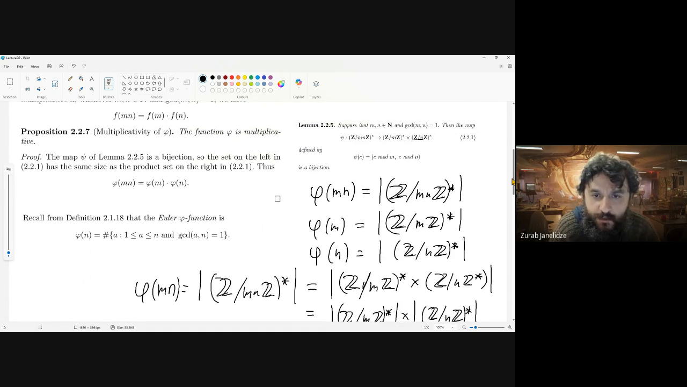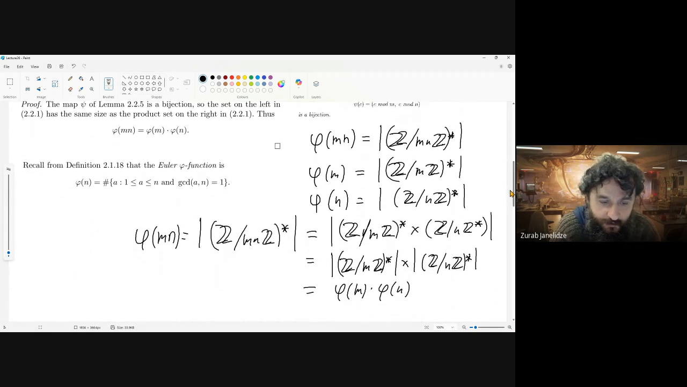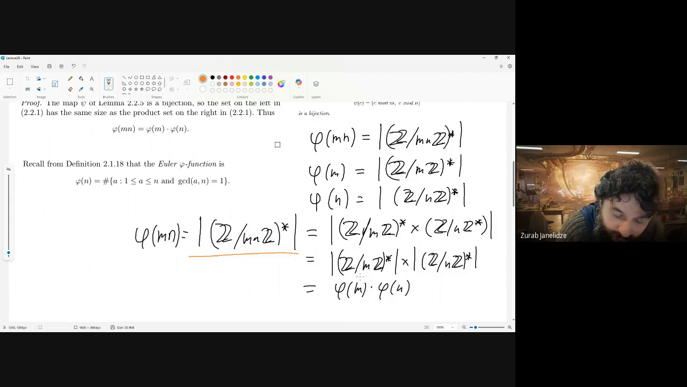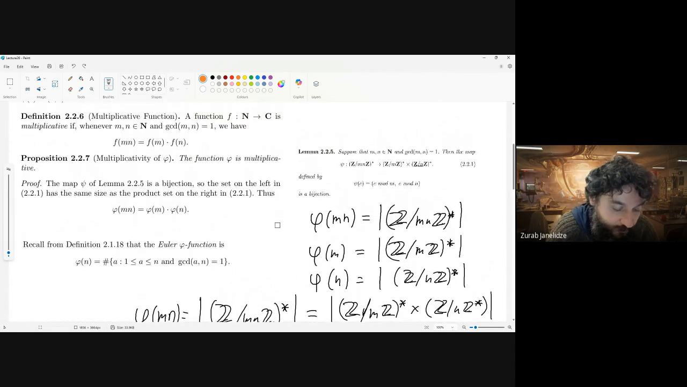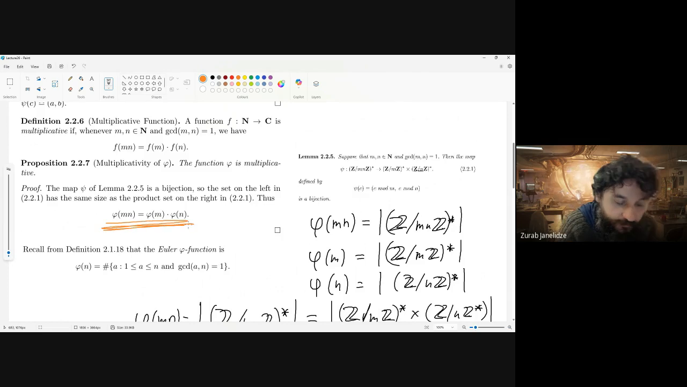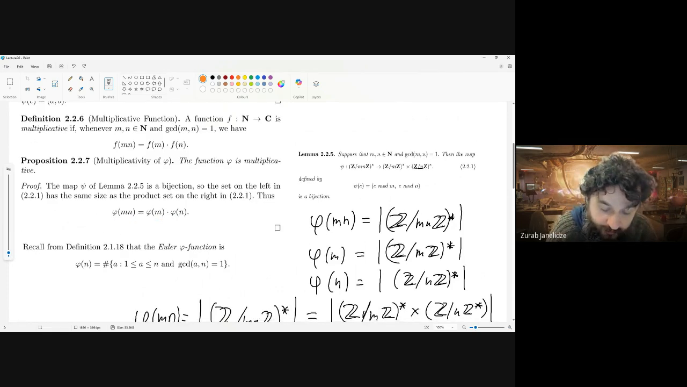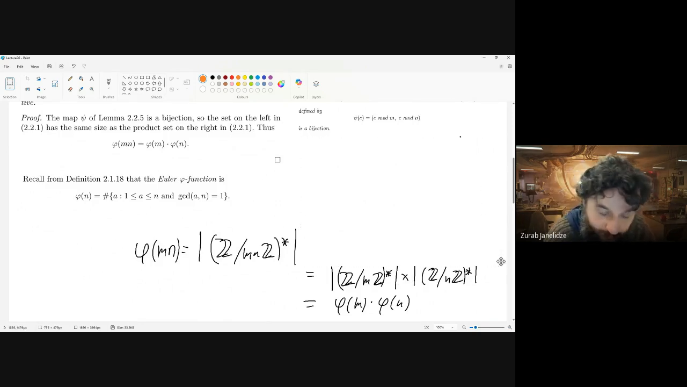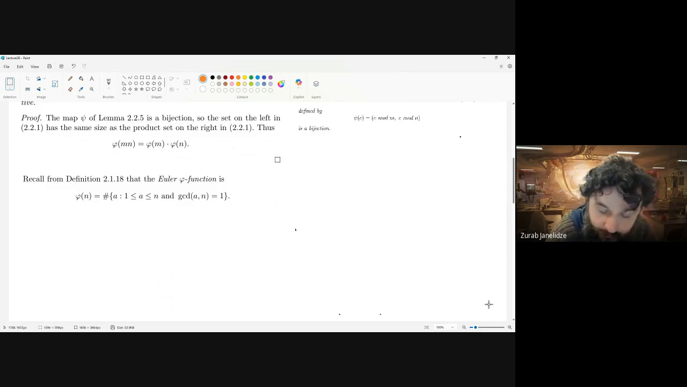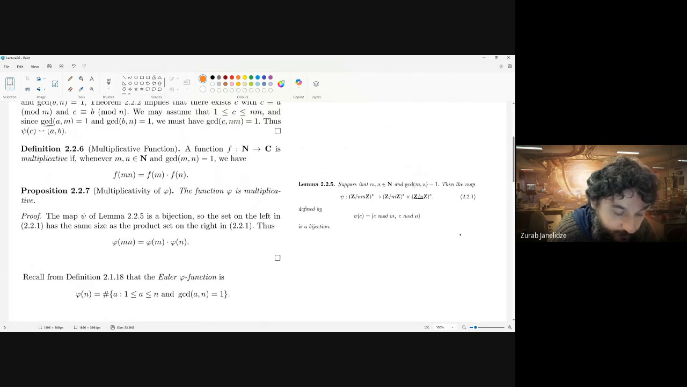So by lemma 2.2.5, we know that these things are equal. Well, that's exactly saying that the Euler phi function applied to mn is the same as Euler phi function applied to m times Euler phi function applied to n. So we get this remarkable property of the Euler phi function, the multiplicative property. And let's quickly sketch an application of it, how it can be helpful to compute Euler phi functions of other values.